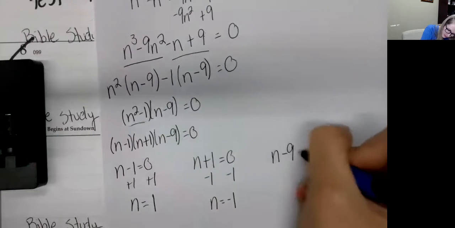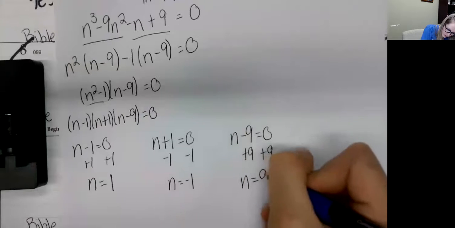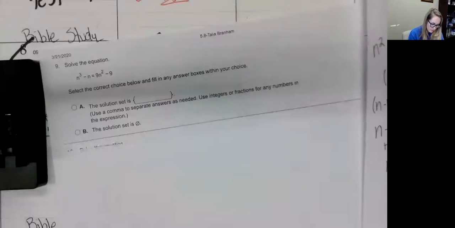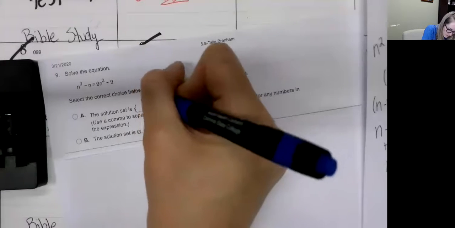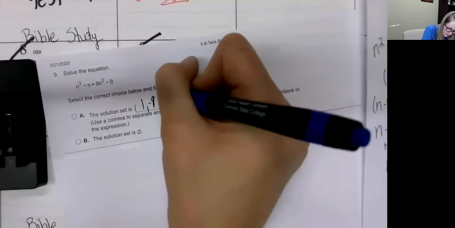Then we have it factored all the way down, so we're going to split these into separate factors and make them all equal to 0. So n subtract 1 equals 0, so n equals 1. N plus 1 equals 0, so n equals negative 1. N subtract 9 equals 0. When I add that 9, n equals 9. So 1, negative 1, and positive 9.